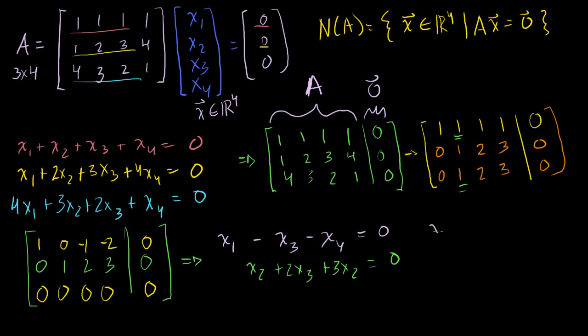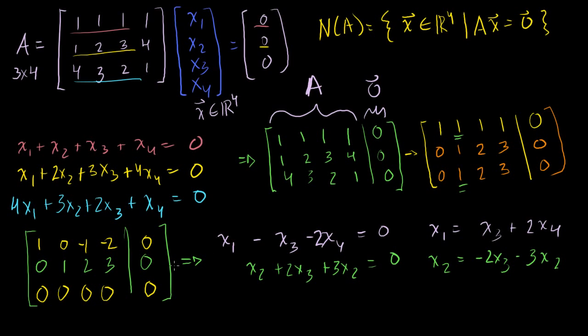And what do I get? Actually, I made a mistake here. This is x1 minus x3 minus 2 times x4 is equal to 0. So if I rewrite this, I get x1 is equal to x3 plus 2x4. And then I get x2, let me do that in green. x2 is equal to minus 2x3 minus 3x4.